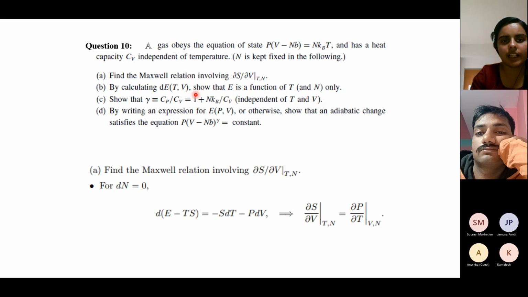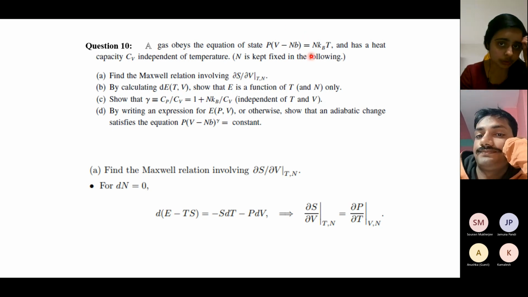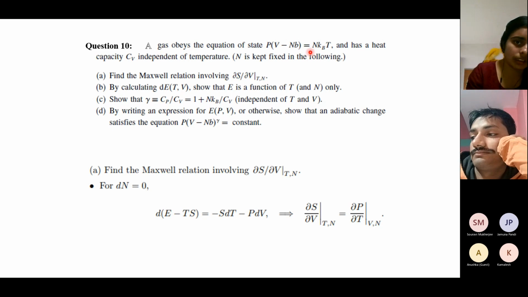You have to try to write the expression of dE in terms of partial differentials with respect to T and V. There you have to use the information that is provided to you, such that you only have the variables T and V. Finally, what should happen is that the term corresponding to dV should go to 0, only then we can show that E is only a function of T. Can you understand that?